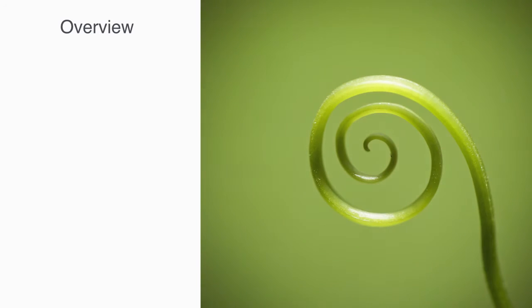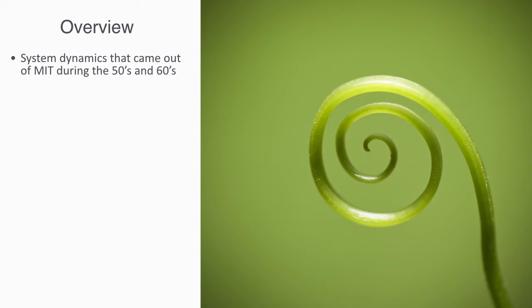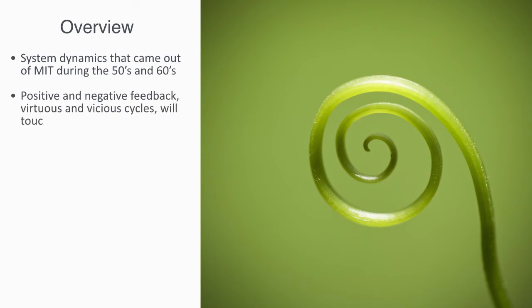How complex systems like businesses and economies change over time is studied within the domain of systems dynamics that came out of MIT during the 50s and 60s. Central to this area is the idea of feedback loops, which we'll be exploring in this video, as we talk about positive and negative feedback, virtuous and vicious cycles. We'll touch upon the subject of control systems and finally talk about causal loop diagrams.